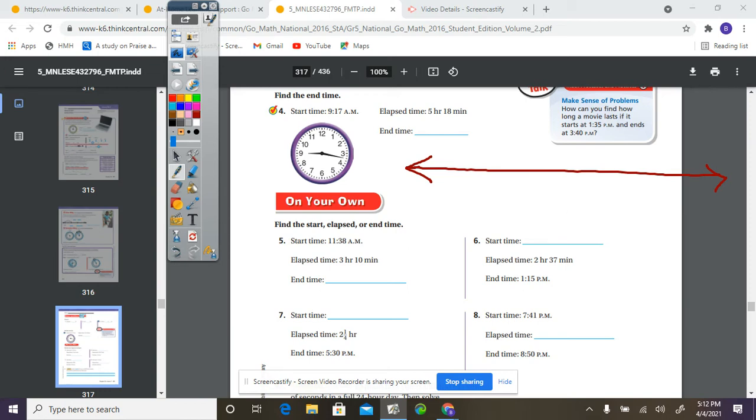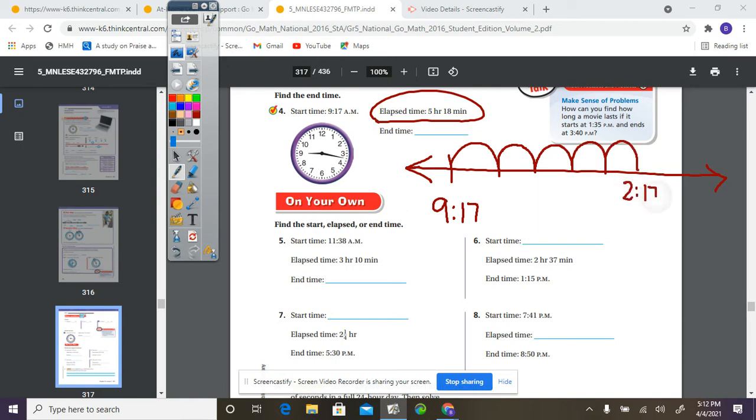So if I start at something at 9:17 and I jump, elapsed time means time passed, 5 hours. So it's going to be 10:17, 11:17, 12:17, 1:17, 2:17. So I'm at 2:17, right? So the 5 hours I've jumped. Now I need to jump 18 minutes. So that means 17 plus 18 is 35. So that's 2:35.